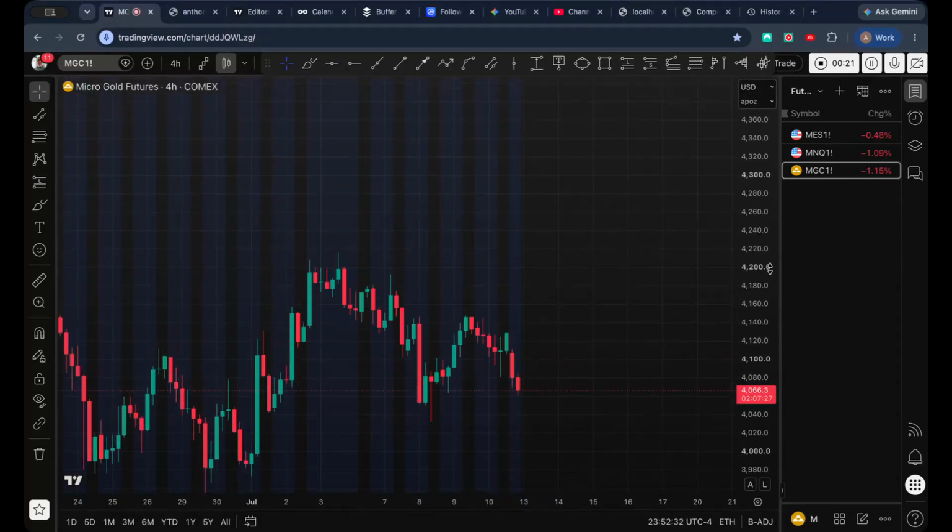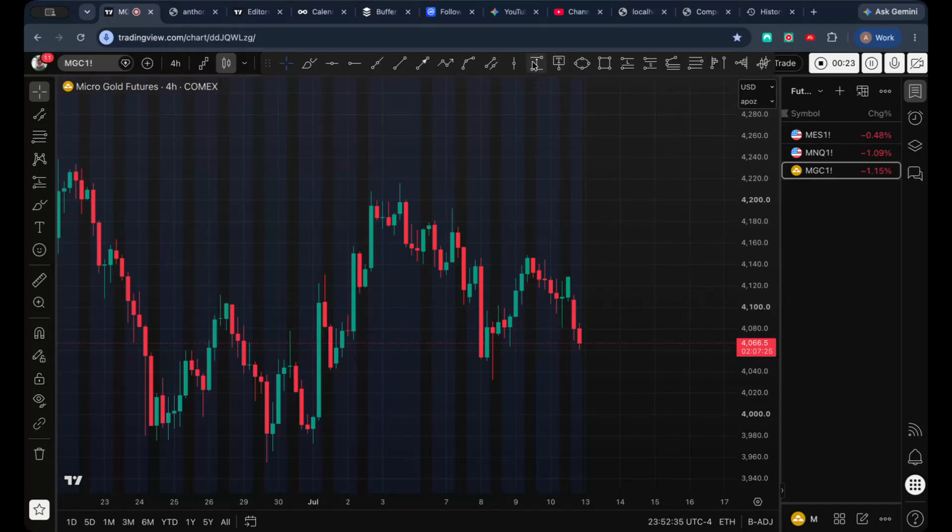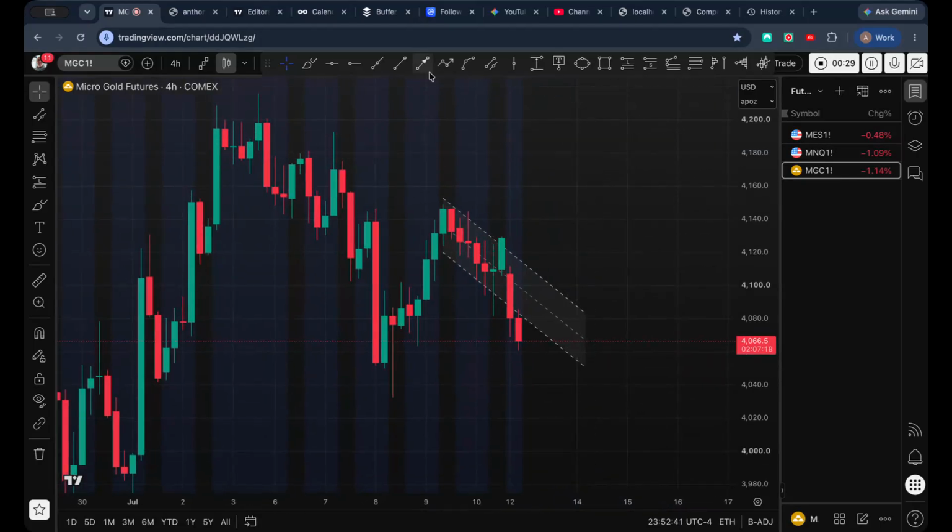On the 4H, is it trending? Yes, it is. Keep it simple, right? That's trending, and all I'm looking for is swing high, swing low, pullback, sell. Swing high, swing low, pullback, sell. High, low, pullback, sell, right?